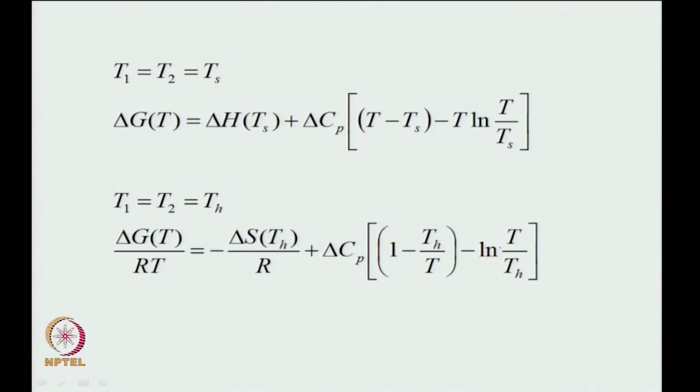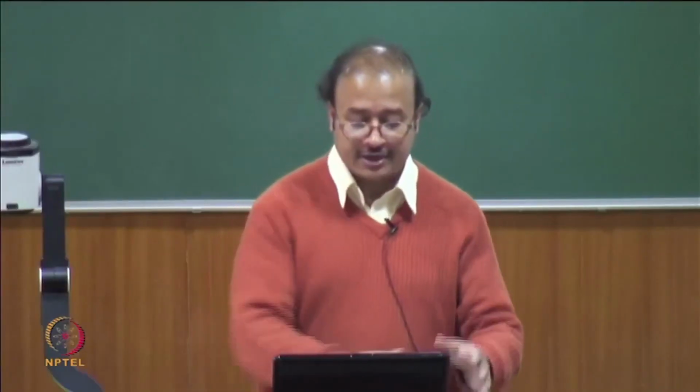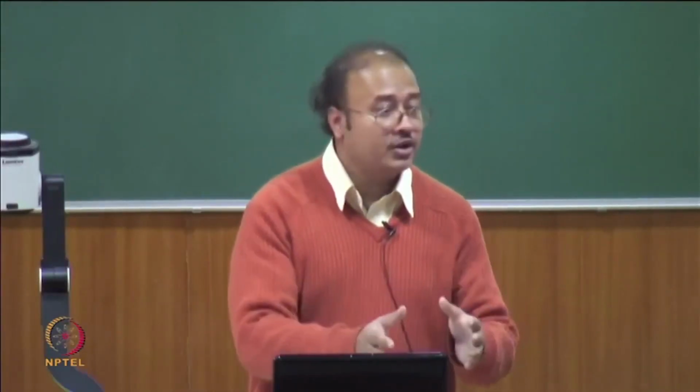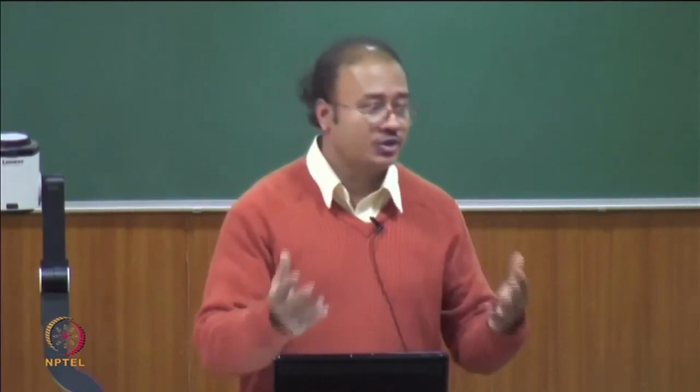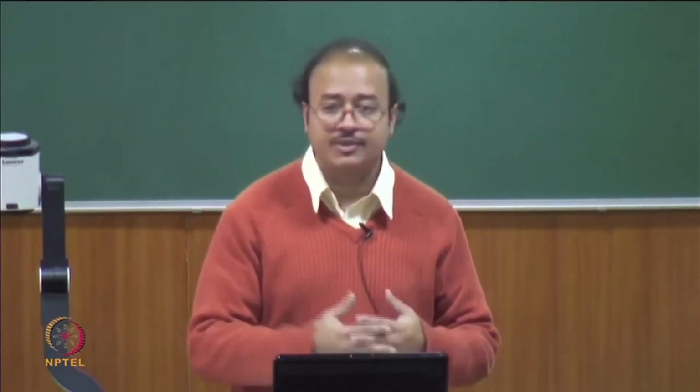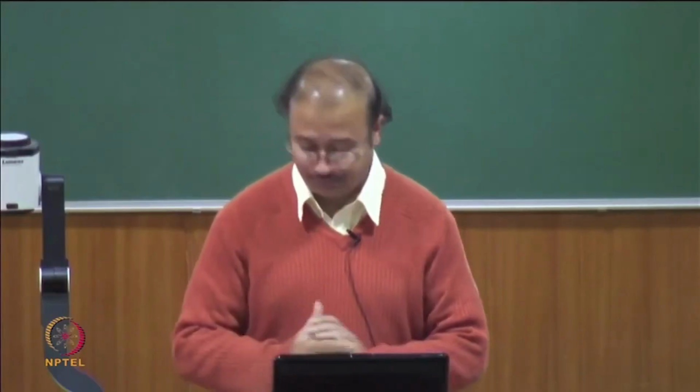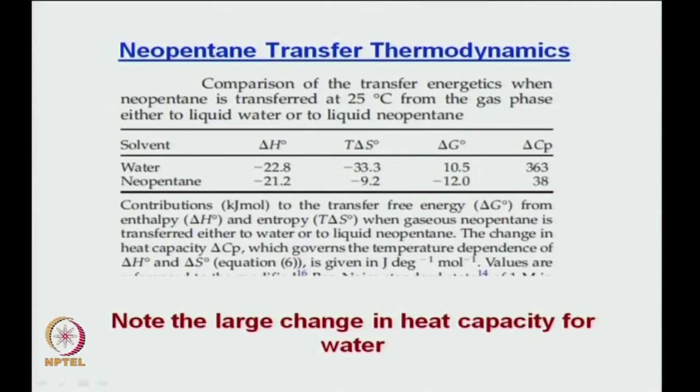So, depending upon how you want to look at it, you can use either of these expressions. It does not matter, because all these expressions are derived from the same general expression, delta G is equal to delta H minus T delta S. That is where it is derived from. There is no further significance attached to it. It only tells you that under the given conditions, say T1 is equal to Ts, T2 is equal to Th, then delta G can be expressed in these forms. Right.